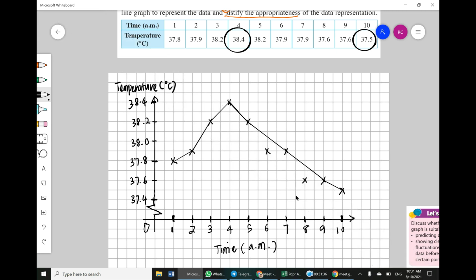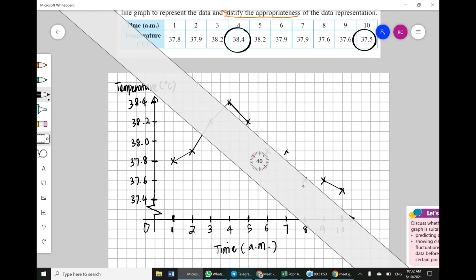Oh sorry, I forgot I have 2 more plots over there. So sorry, you have to join from plot to plot following the time. I didn't see it just now because it was covered by the ruler. So we have to redraw one more time here to connect it. So this one going down.